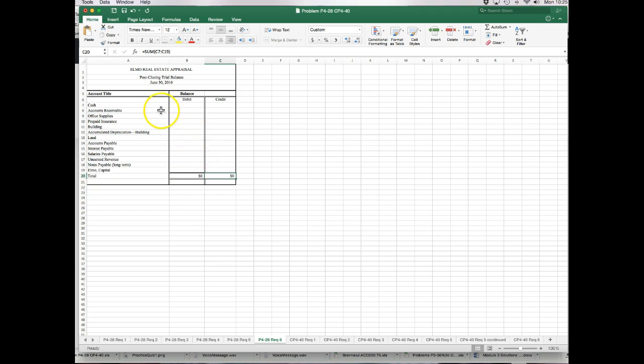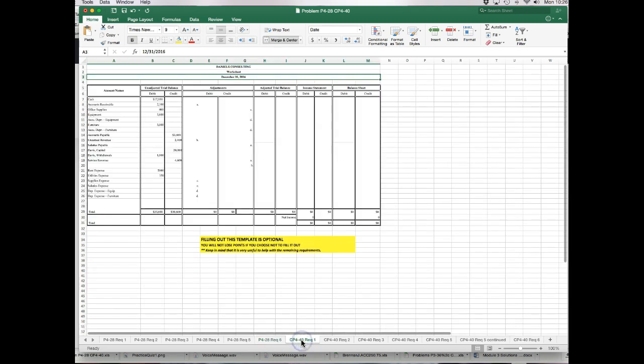Now you'll notice that the difference here is that we only have assets, liabilities, and owner's equity or capital. And the reason for that is because we have closed out the revenue accounts and the expense accounts. So all of those are gone because they've been zeroed out. So that's the difference with a post-closing trial balance from your unadjusted or your adjusted trial balance.